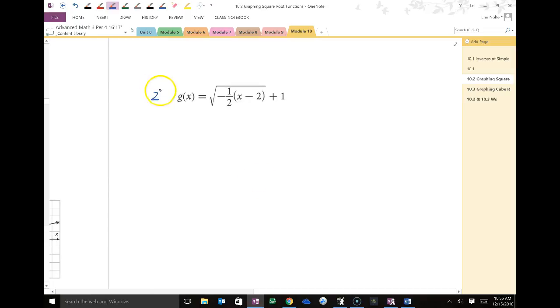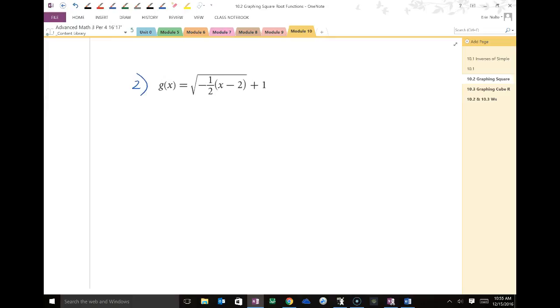All right, number 2. For number 2, first, what are the translations that you see? Okay, so I heard up 1, and I heard right 2. What else happens? What does the 1/2 on the inside do? Good, horizontal. Which one is it, a stretch or compression? Stretch. It's always opposite when it's horizontal, so you think opposite.